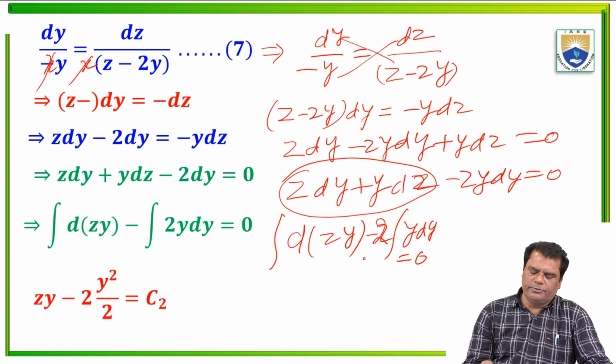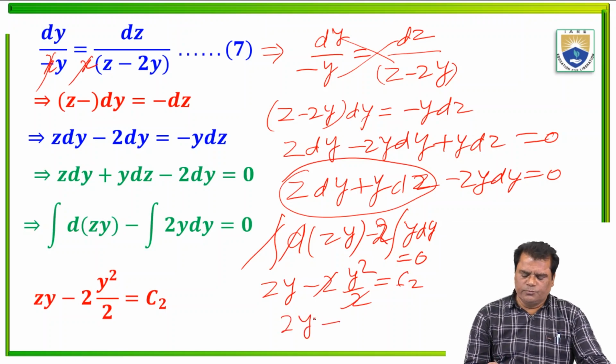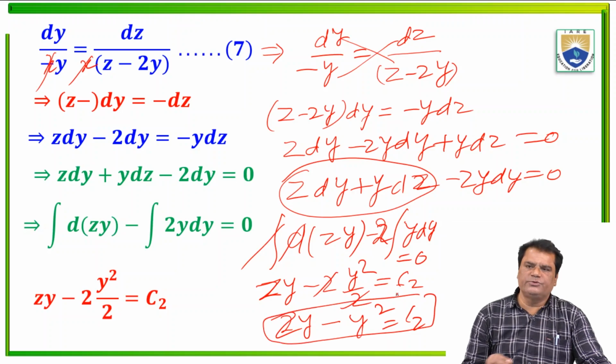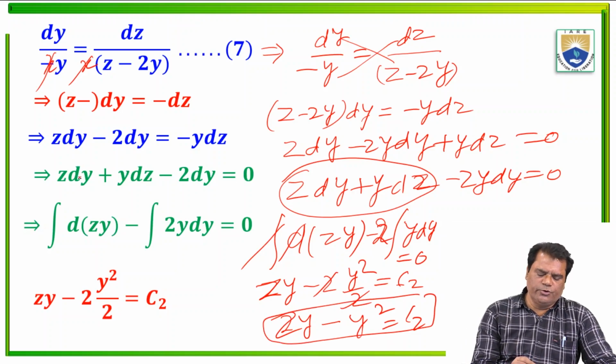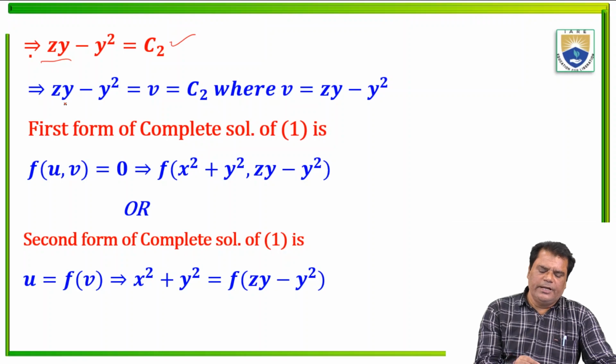Integrating both sides, the d cancels. Here is zy, and here the integration of 2y dy is y square, here writing c2. We get zy minus y square equal to c2. So this is the solution. So we get this result: zy minus y square equal to c2, and zy minus y square equal to v equal to c2.